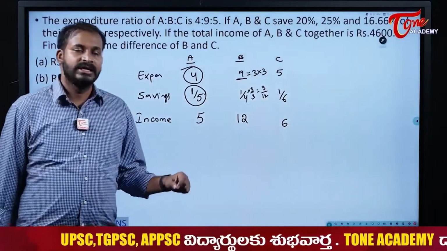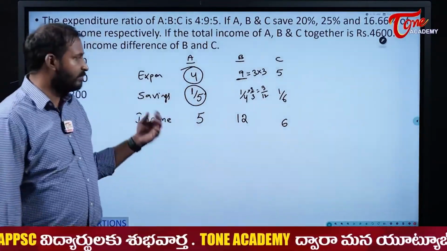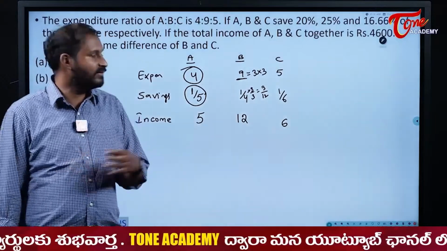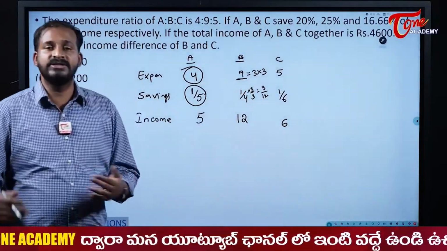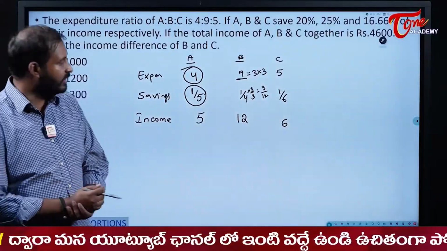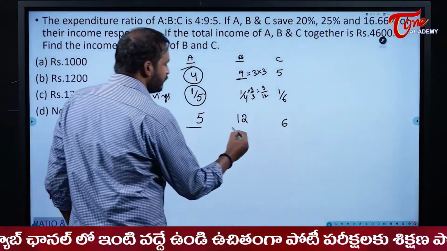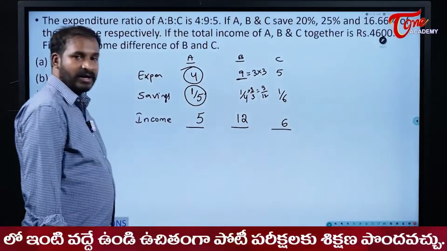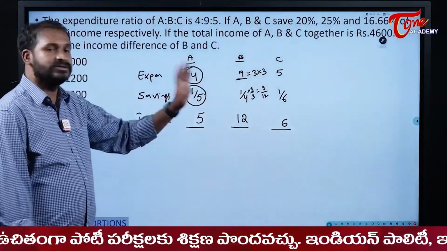See here students, if they have given you the values directly, then you can take that and solve it. But in some cases, they will not give us the values directly, something like this. Then in those cases, we should make them equal and try to solve the problem. Now, the incomes are 5, 12 and 6, and expenditures are 4, 9 and 5, and savings also we came to know.